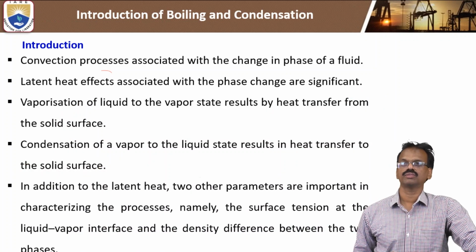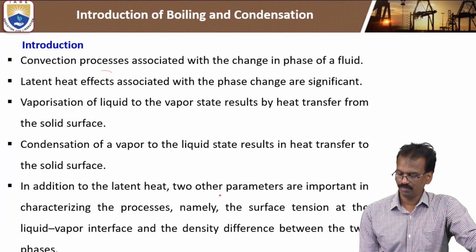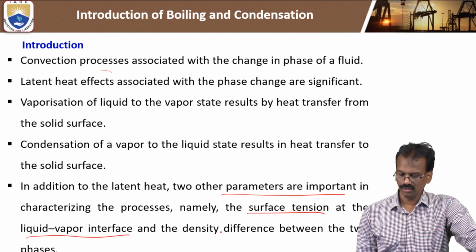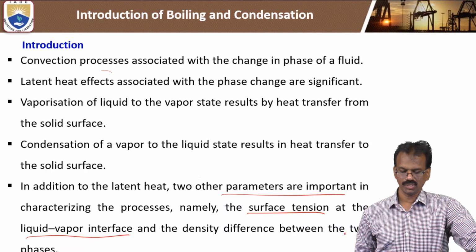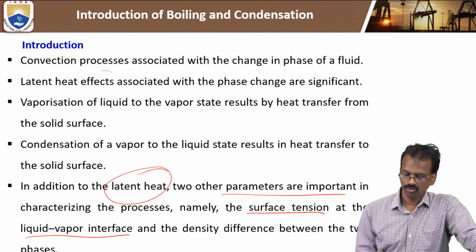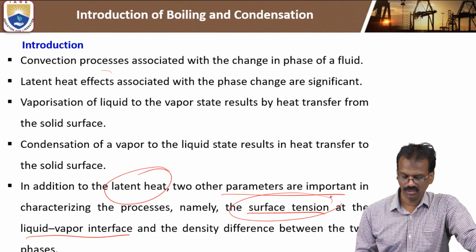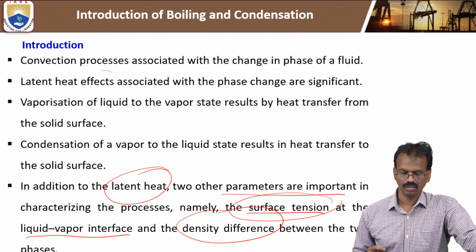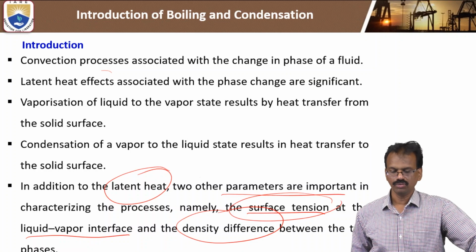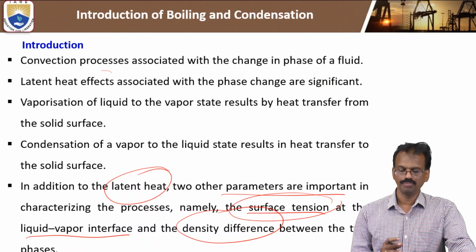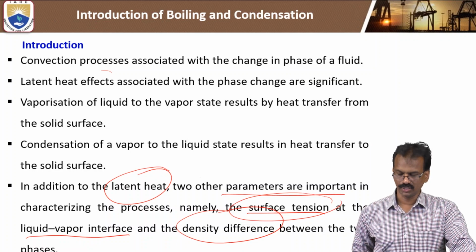Along with some important parameters, namely surface tension at the liquid-vapor interface and density difference between the two phases, these must be considered here also. So along with latent heat, two other parameters. What are the parameters? Surface tension and density difference. They should be considered for the study of boiling and condensation also. So this is the brief introduction about boiling and condensation.